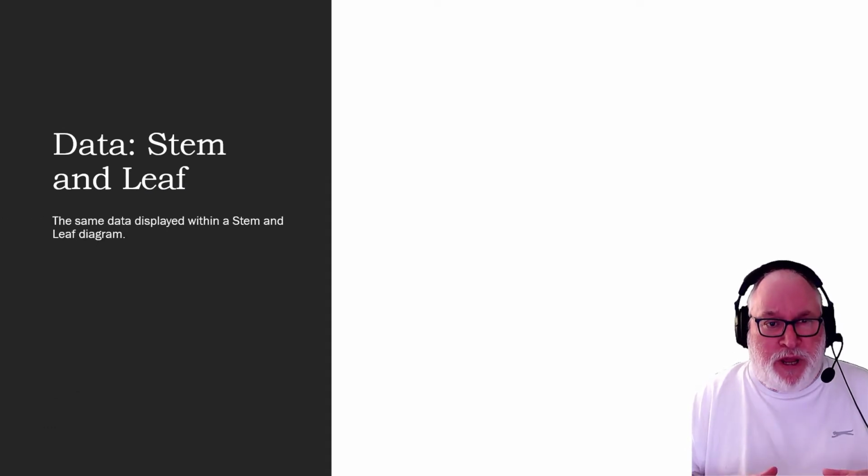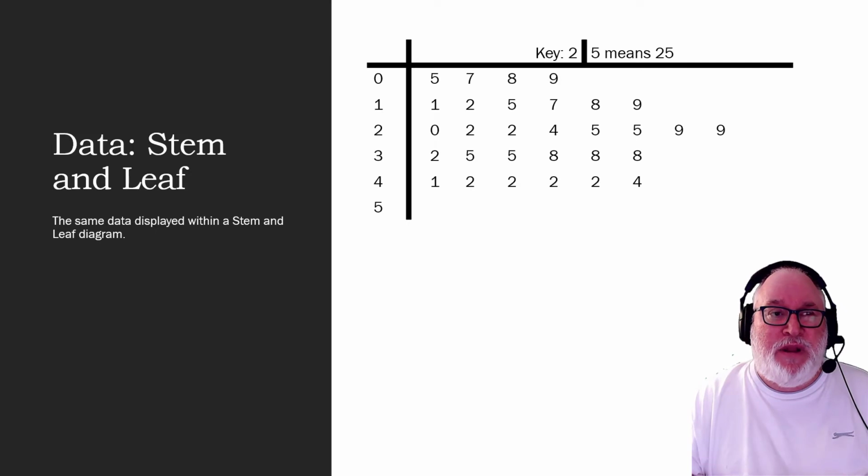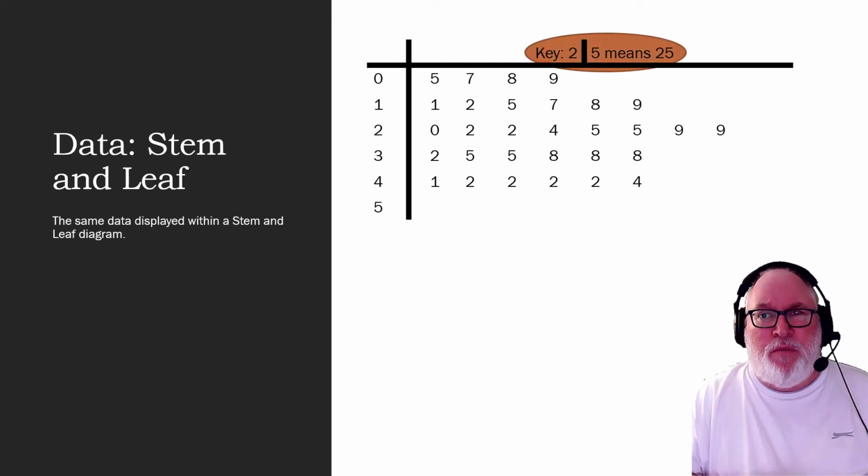So as I said, we put it into some sort of form where we can see it. So it's exactly the same data as before, except it's placed into a stem and leaf. Now this might look awful at first, but you do have a key, and the key is usually just mentioned at the top there. So there's our key there. We get the key of 2, 5 means 25.